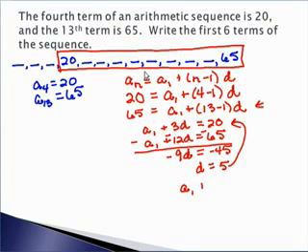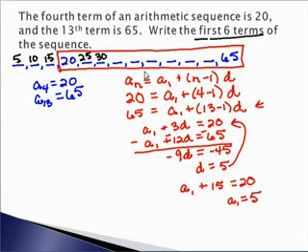A sub 1 plus 3 times 5 is equal to 20. So our first term is also 5. So if I fill that in then, I see the first term is 5, and I'm adding 5. So the next terms would be 10, 15, 20, 25, 30. So there would be the first 6 terms of the sequence. Okay?